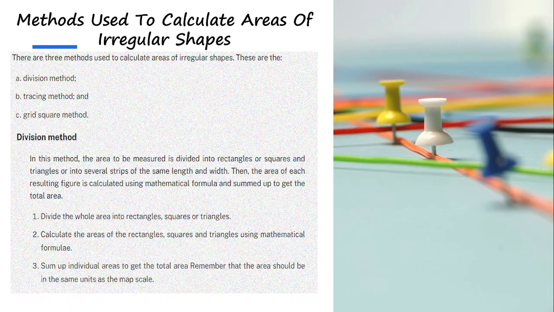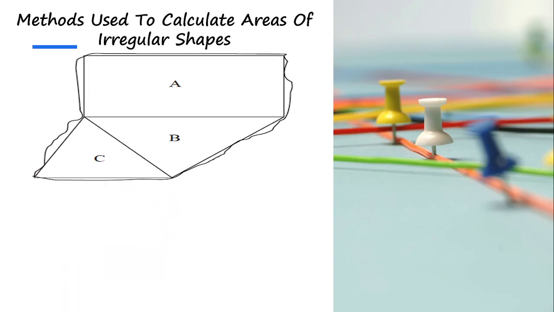Then sum up the individual areas to get the total area. Now remember that the area should be in the same units as the map scale. So that's simply how you can calculate that. Here's an example. We have this irregular shape, but it has been divided into regular shapes within it.